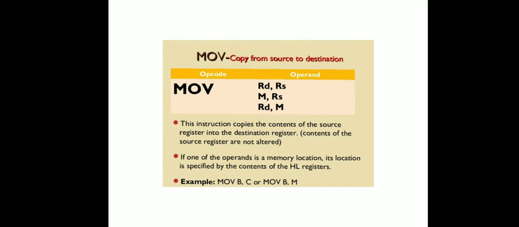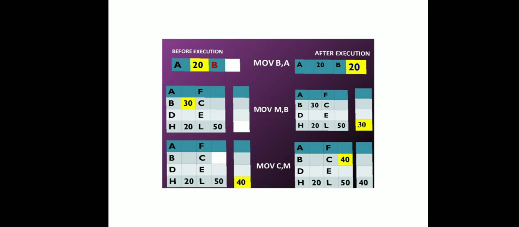And for memory, we use the HL pair to specify the memory location. For example, MOV A, B. Before execution of this instruction, the data is stored in the accumulator. After execution, the data is present in both the accumulator and register B.